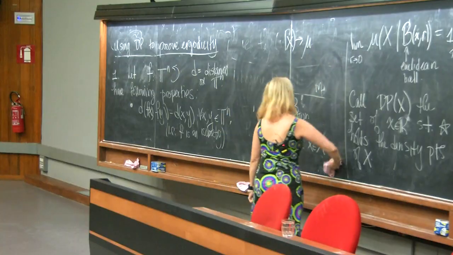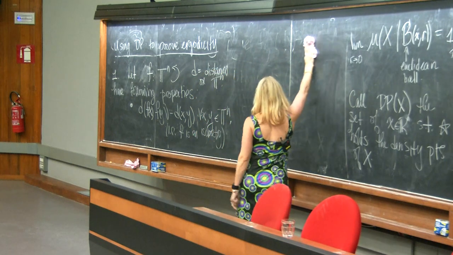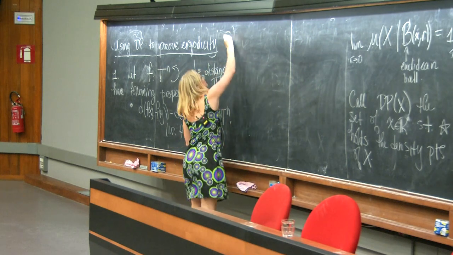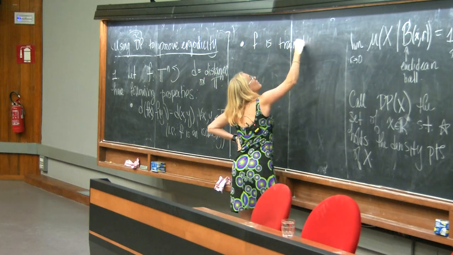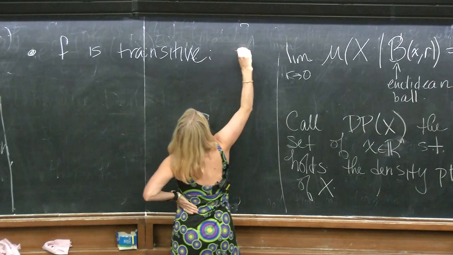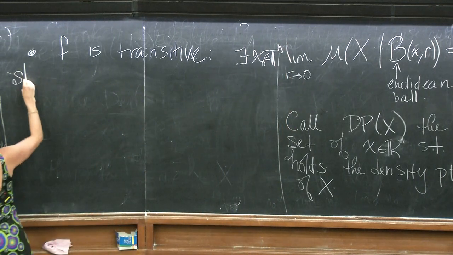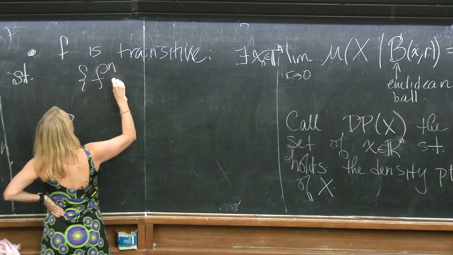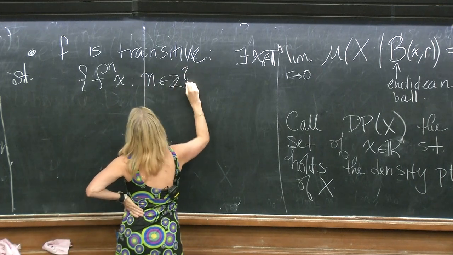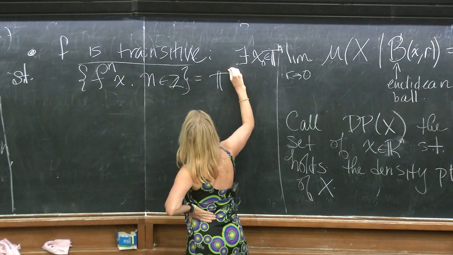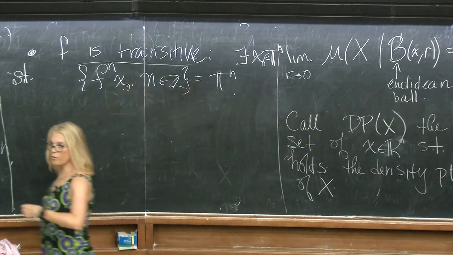And the second property is that it's transitive. I will give a different definition, but it's equivalent. So what Kadim gave: F is transitive, meaning that there exists some point x naught in T^n such that if I look at all iterates, n greater than or equal to zero, there's some point x naught whose orbit is dense.